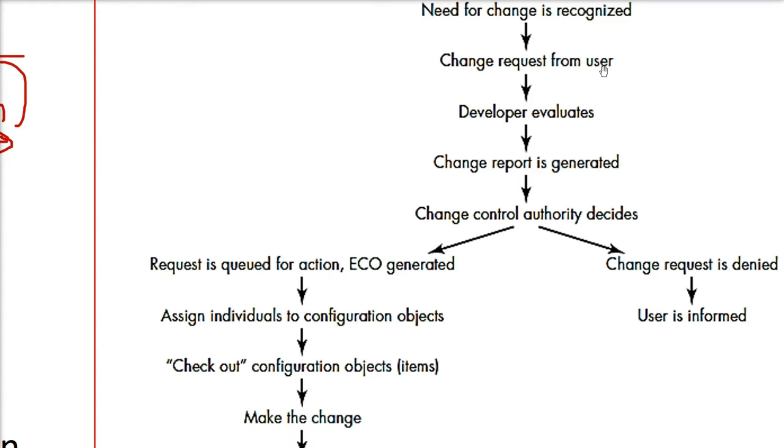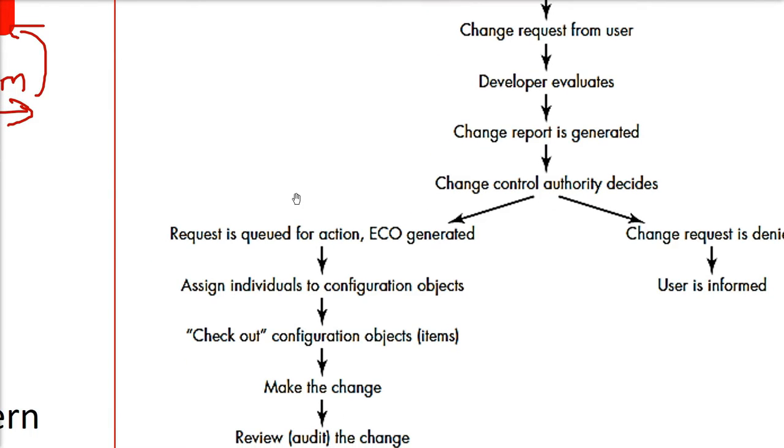Now the change is coming from the user. The developer will evaluate these change requests which have come from the user, and is going to create a change report. This is the change, how it is done, from where it is pointing, and what the corresponding documents are. The change control authority now decides, depending upon this report created by the developer, whether we need to do the change or not. If management says no, we don't want to do this change, this is not accepted, then the change request is denied and it will be informed to the user.